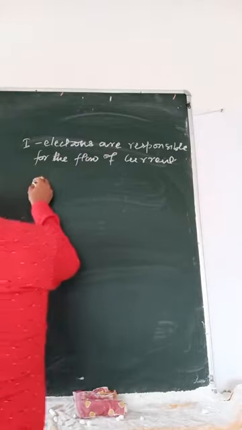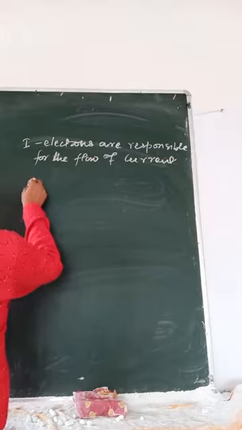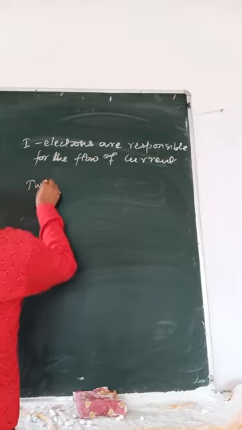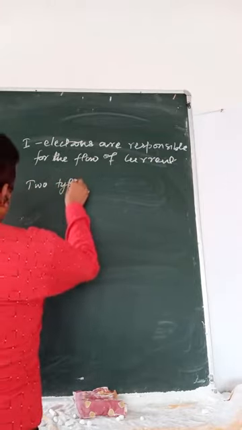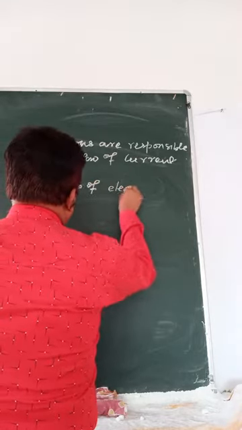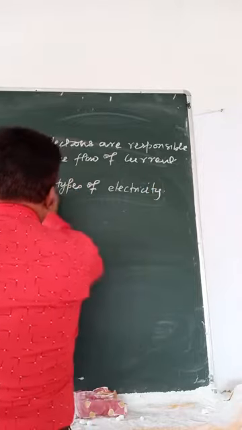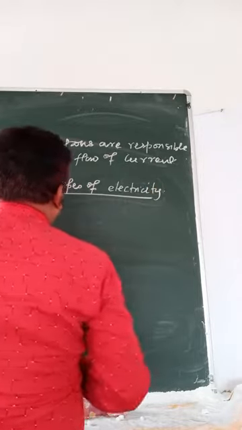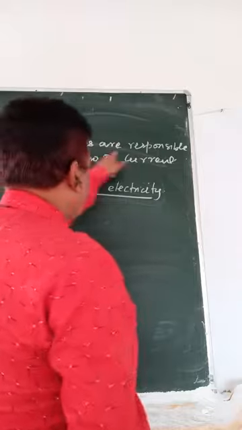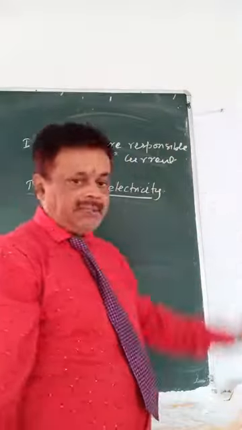So you can say here, two types of electricity. Two types of electricity. So electricity is what? The flow of electrons, the flow of charge, flow of negative charge here.